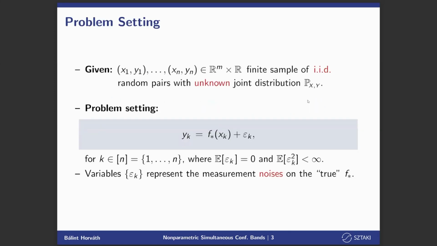So the problem setting, as you can see, is quite standard. We are coming from a finite sample of IID random pairs, and we assume that they have an unknown joint distribution. The problem setting comes in this form: we have the data with some measurement noise, which is denoted by this epsilon variable. We are assuming that the expected value of this noise is 0, and the dimension of the data will be denoted with this small n as usual.